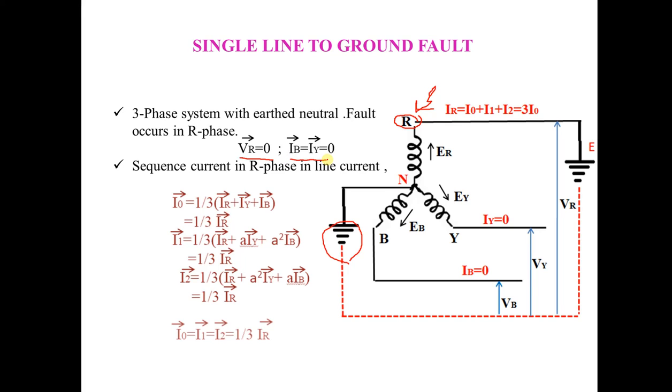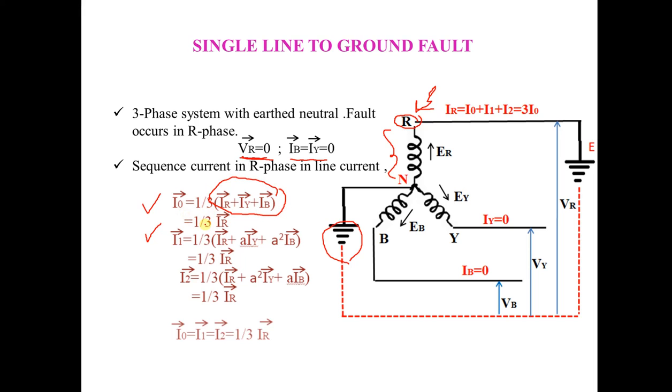So here we are going to find the sequence currents. Why? Because VR is the terminal potential, between neutral and the R phase, and it is obviously equal to 0. To calculate the phase current in R phase, in the previous video lecture we saw how to calculate the phase currents, and the positive, negative and zero sequence currents.